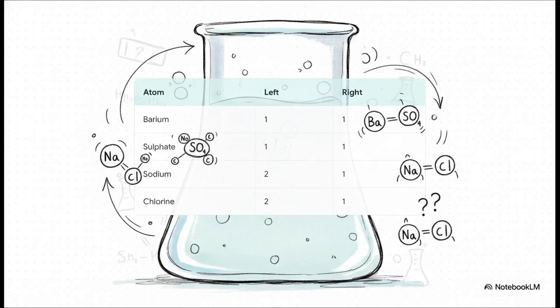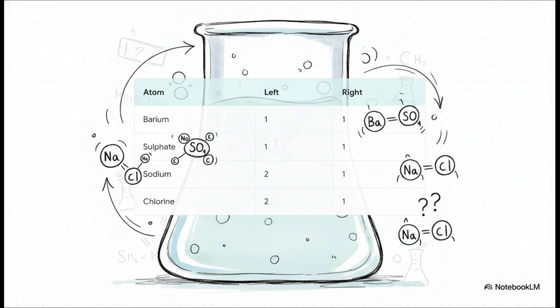Let's slow down deliberately here and walk through counting these atoms one by one to see exactly where our problem is. Look at the left side of our reaction. We have 1 barium atom. We have 1 whole sulfate group. But look at the sodium. We have 2 of those. And the chlorine, we have 2 of those as well.